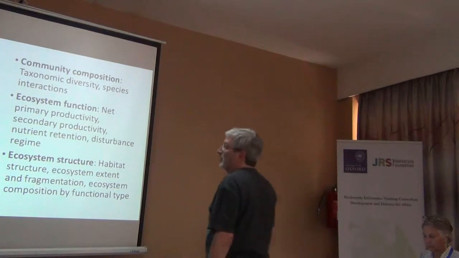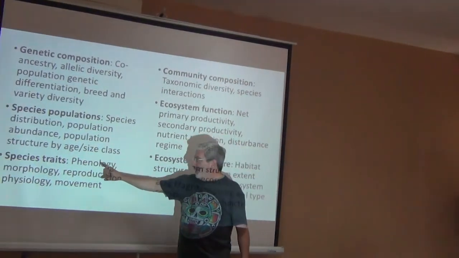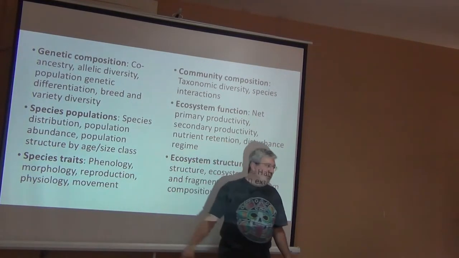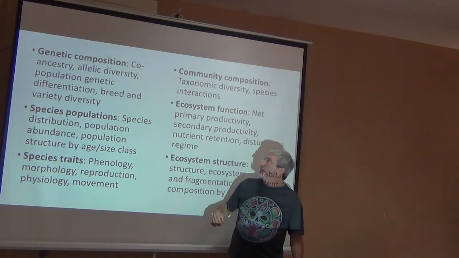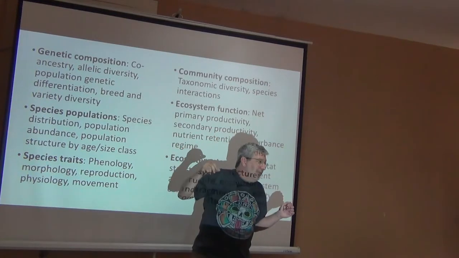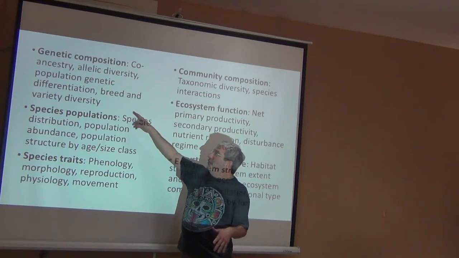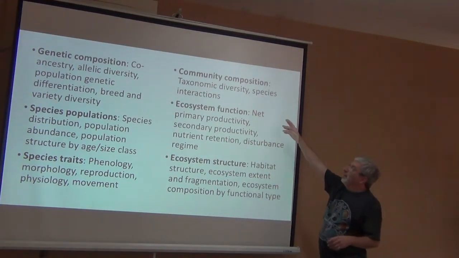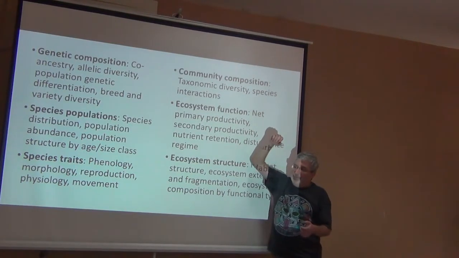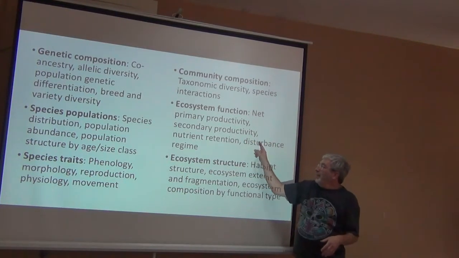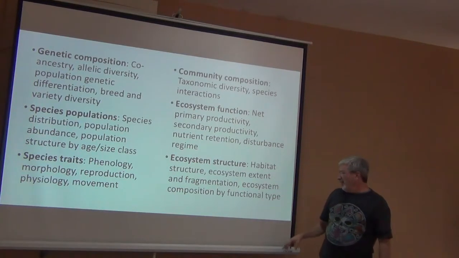So just to give you a little more detail, here are those same six. If we want to talk about species traits, we're talking about phenology, morphology, reproduction, physiology, movement. If we want to talk about species populations, we're talking about distribution, abundance, population structure, genetic composition, co-ancestry, so that's phylogeny, allelic diversity, population to population differentiation, diversity of breeds and varieties. Community composition, we're talking about taxonomic diversity, essentially how many species are there, and then how do they interact. Ecosystem function, productivity, nutrient retention, disturbance regimes, ecosystem structure, habitat structure, ecosystem extent and fragmentation, et cetera, et cetera.